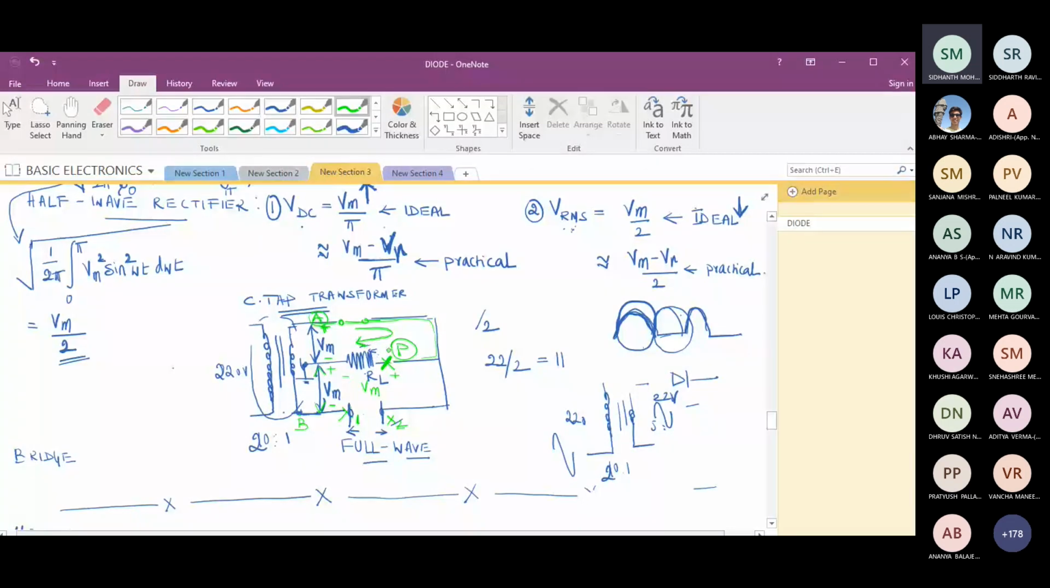And what about this terminal? I will take it as Q. Is Q connected to the center tap, which is sitting at minus now? Yes, sir. That means across the load, I am going to get Vm. Across the secondary winding, the lower loop, half of the secondary winding, I am getting plus minus Vm.